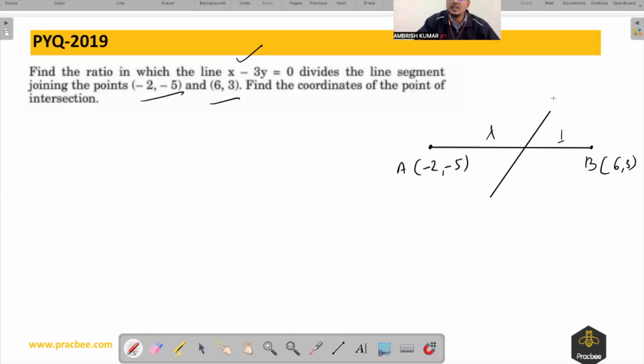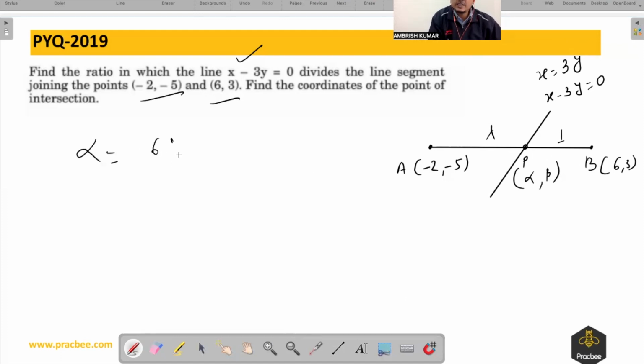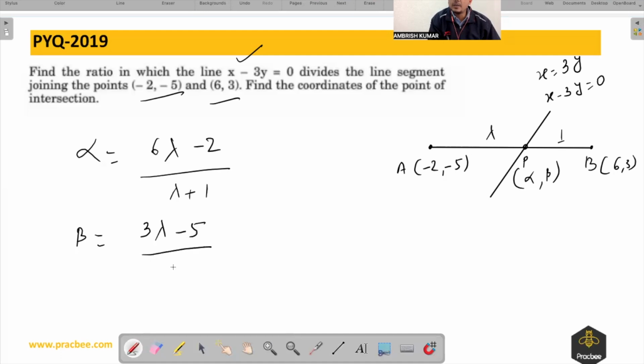The equation for this line is x - 3y = 0, or you can say x = 3y, right? Now, the coordinate of this dividing point, we can take anything like alpha, beta, a, b, anything. So what will be the value of alpha? Lambda times 6, means 6 lambda, plus 1 times -2, so (6 lambda - 2) by (lambda + 1). And what will be the beta, the y coordinate of P? Lambda times 3, 3 lambda, and 1 into -5, so (3 lambda - 5) by (lambda + 1).